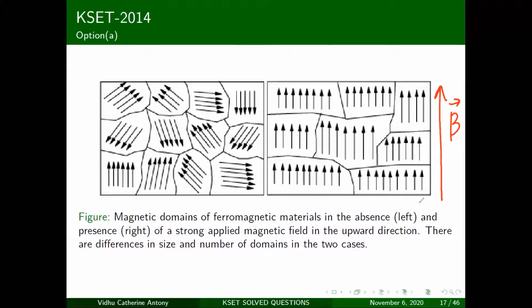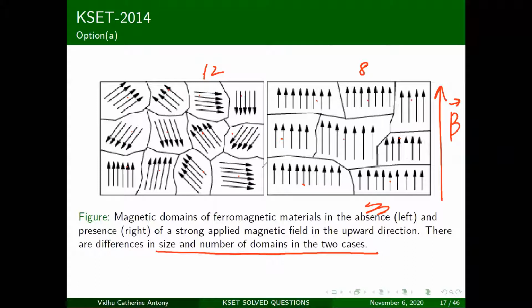Not just that. If you look at the number of domains here, let's say 1, 2, 3, 4, 5, 6, 7, 8, 9, 10, 11, 12. And look at the number of domains here: 1, 2, 3, 4, 5, 6, 7, 8. So there are 8 domains here and 12 domains here. The number of domains in this region is becoming lesser. Once you place it in the magnetic field, the size of the domain increases and the number of domains becomes lesser. So the difference is in the size and the number of domains in the two cases.